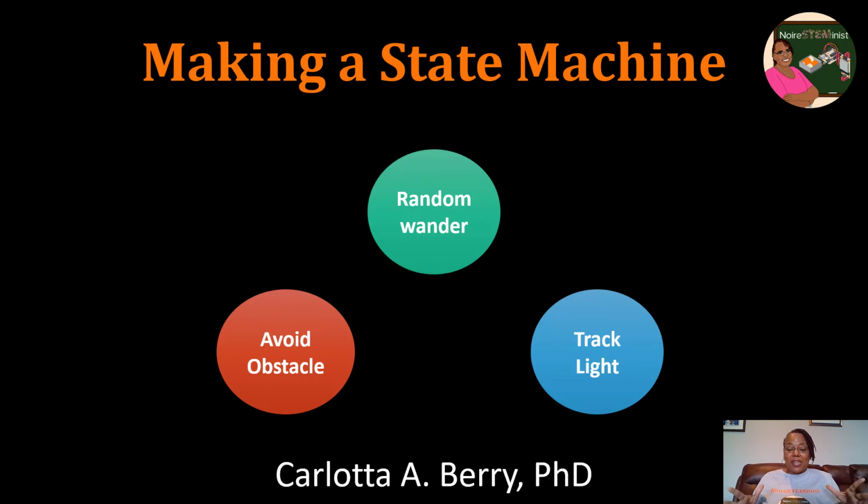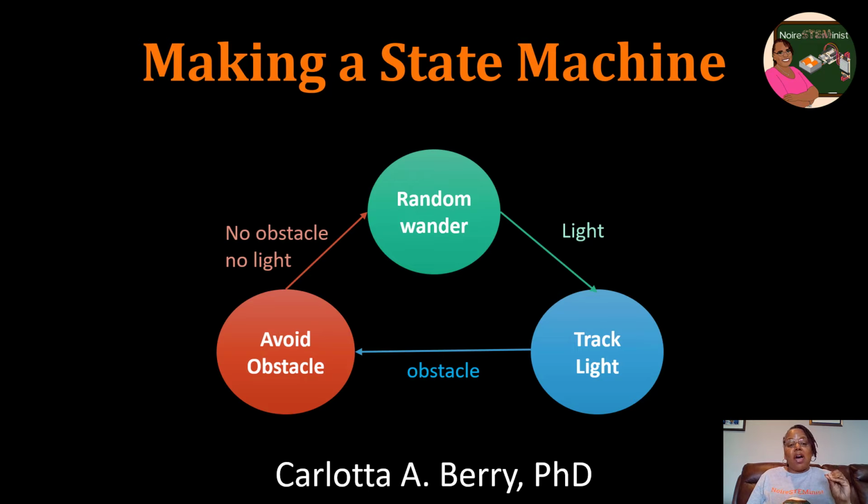So the way this works is that as long as there's no light in the environment that the robot needs to track and there's no obstacles for it to avoid, because safety first always, then the robot should just randomly wander around the environment. If there is light, it switches to the track light state. And if there's an obstacle, it switches to the avoid obstacle state. And if there's no obstacle and no lights, it goes back to random wander.